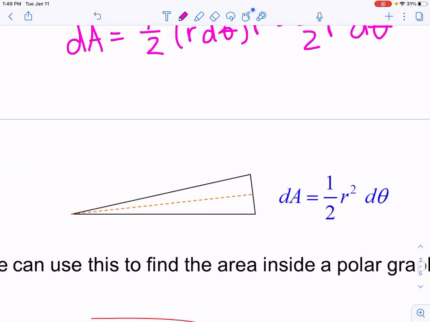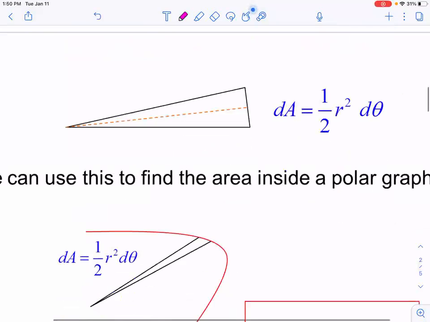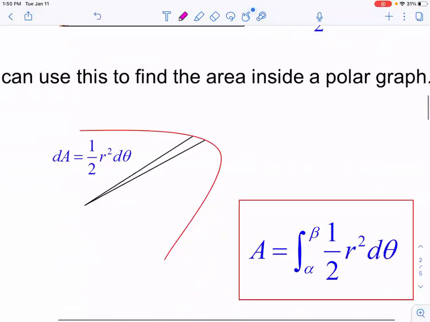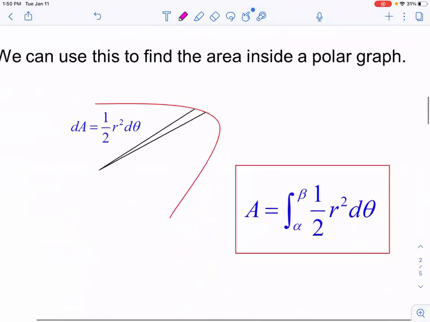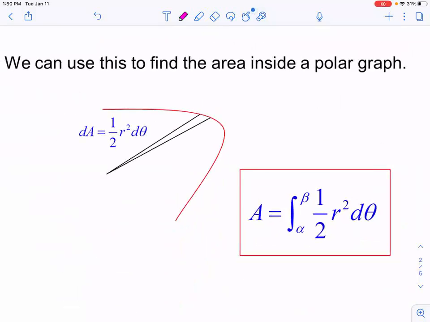We are going to have to add a bunch of little slivers together, which means we will have to utilize the concept of integration. You can write this down. So this was like our differential notation.